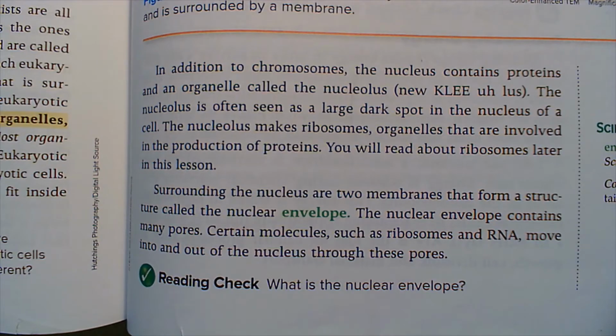Surrounding the nucleus are 2 membranes that form a structure called the nuclear envelope. The nuclear envelope contains many pores. Certain molecules, such as ribosomes and RNA, move into and out of the nucleus through these pores. What is the nuclear envelope? The nuclear envelope is a structure formed by 2 membranes that surrounds the nucleus of a cell.